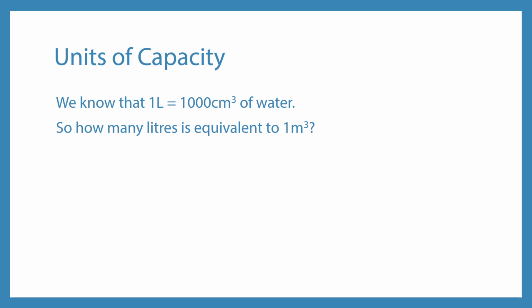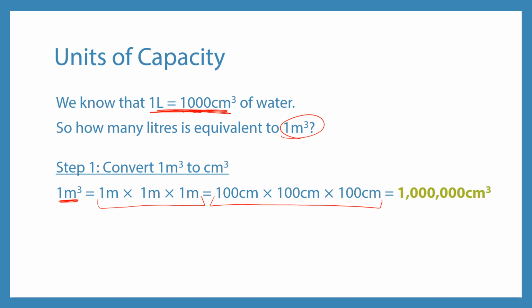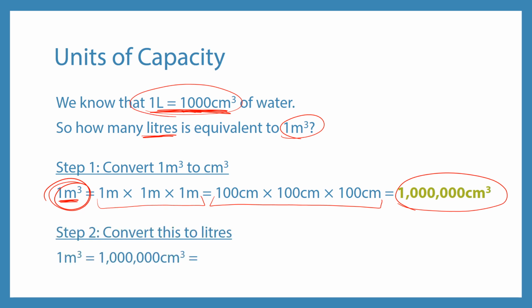So if 1 liter equals 1,000 cubic centimeters of water, how many liters is equivalent to 1 cubic meter? So first we need to convert this to cubic centimeters, so we can use this equation. So we turn 1 cubic meter into multiplying a meter by itself 3 times. Now that in centimeters is 100 times 100 times 100. So we have 1, 2, 3, 4, 5, 6. So we're going to have 6 zeros. So 1 cubic meter equals 1 million cubic centimeters. Now we need to convert that into liters using this equation here. So we're going to divide by 1,000, because we have 1, 2, 3 zeros. We're going to get 1,000 liters, which is the same as 1 kiloliter.